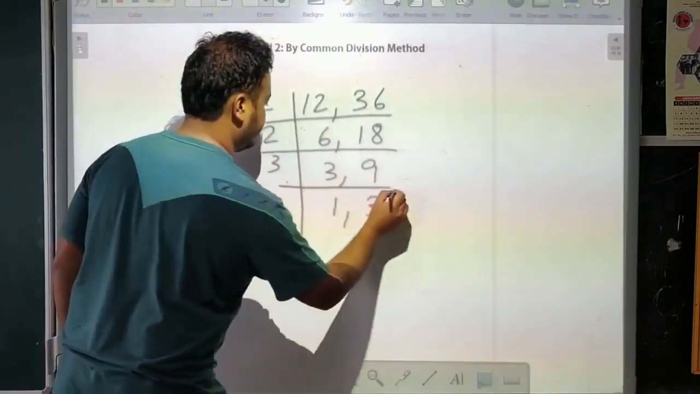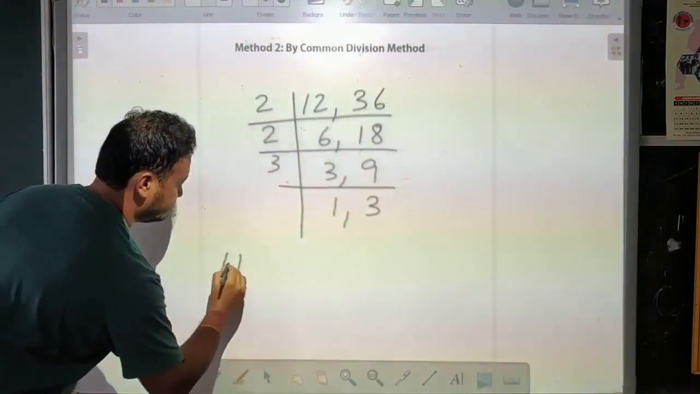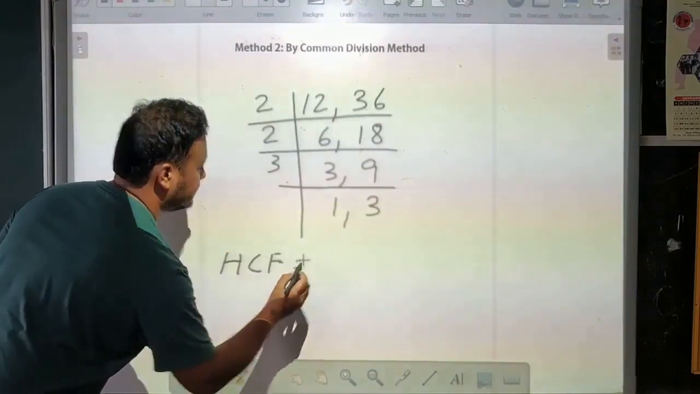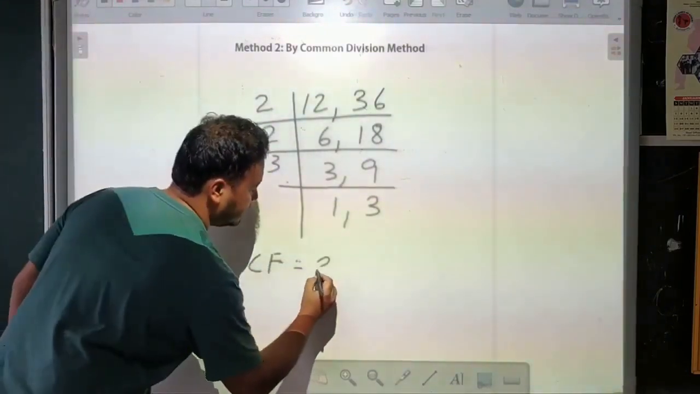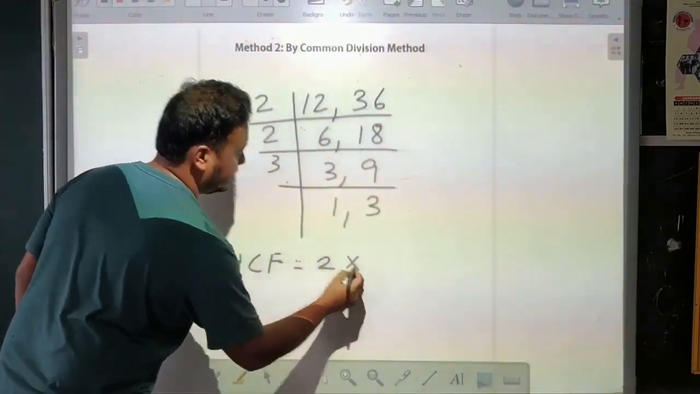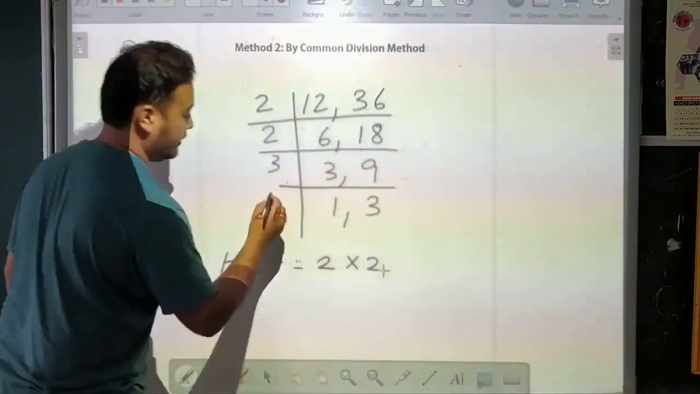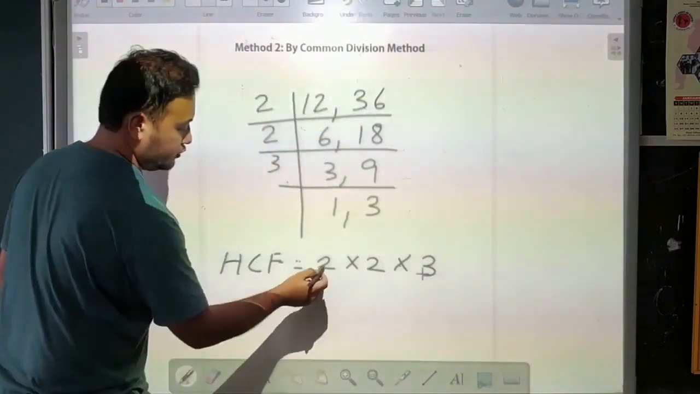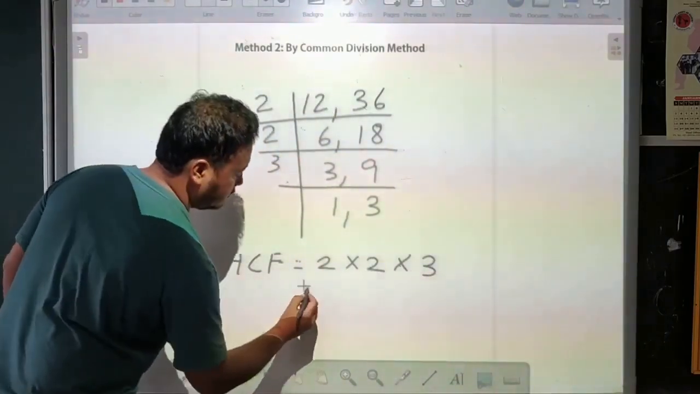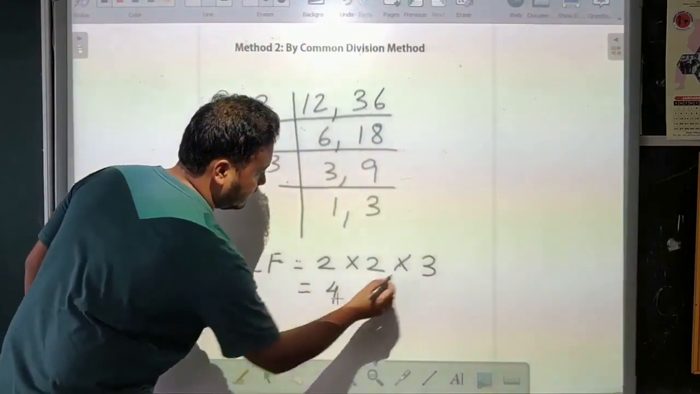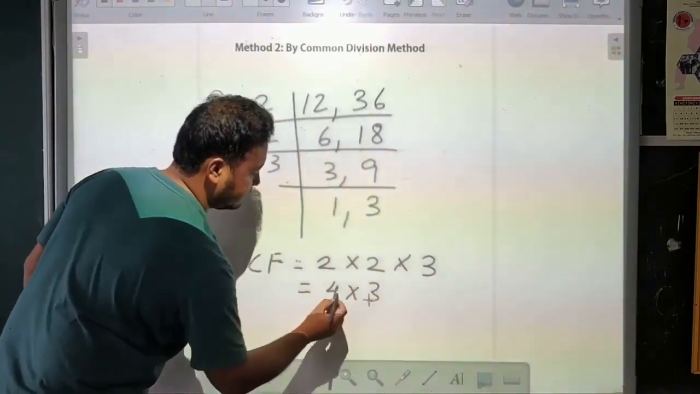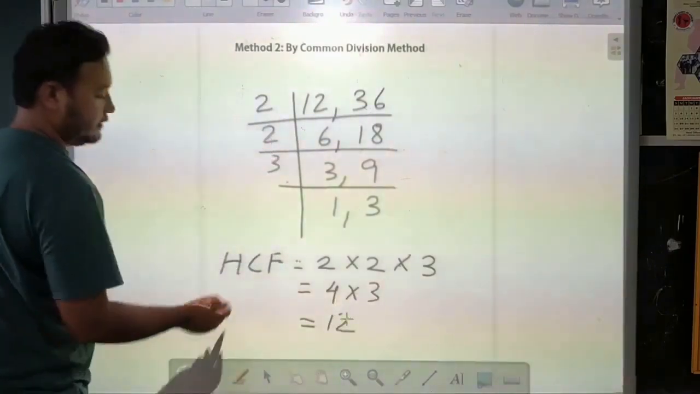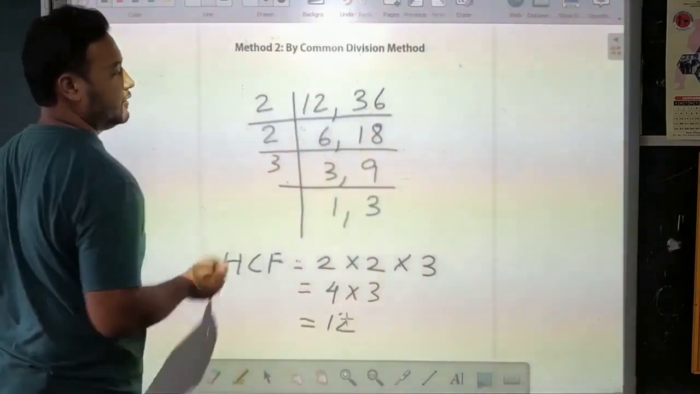Now to find the HCF, you just have to take these numbers which are here, that is 2, multiply by the second number 2, again multiply by the third number, that is 3. So 2 2s are 4. Then you have multiplied by 3. So 4 into 3 is 12. So this is how you can find the HCF by using common division method.